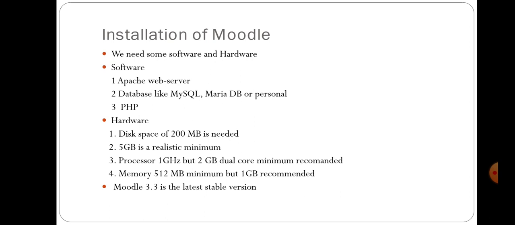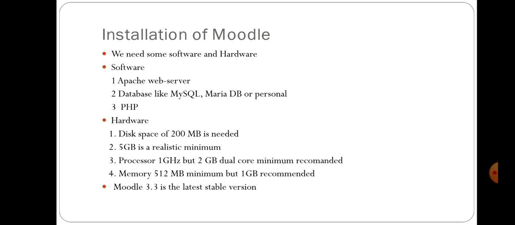Now, how to install this Moodle? The speaker already told us. For the installation of Moodle, we need some software and hardware. Software: Apache web server, a database like MySQL, MariaDB or PostgreSQL, and PHP. Hardware: disk space of 200 MB is needed, that is the minimum requirement, but more than 200 MB is recommended. 5 GB is the realistic minimum.